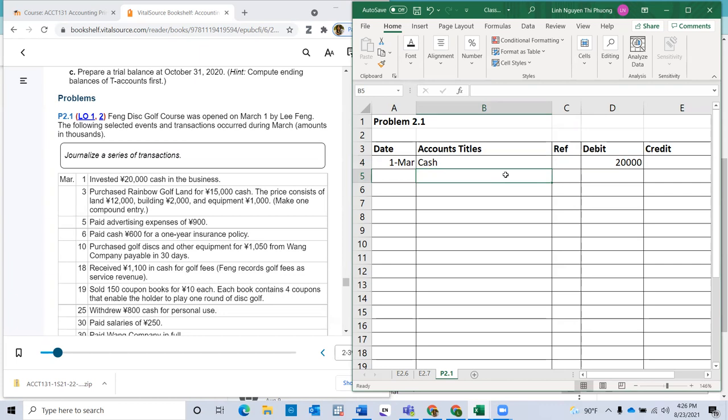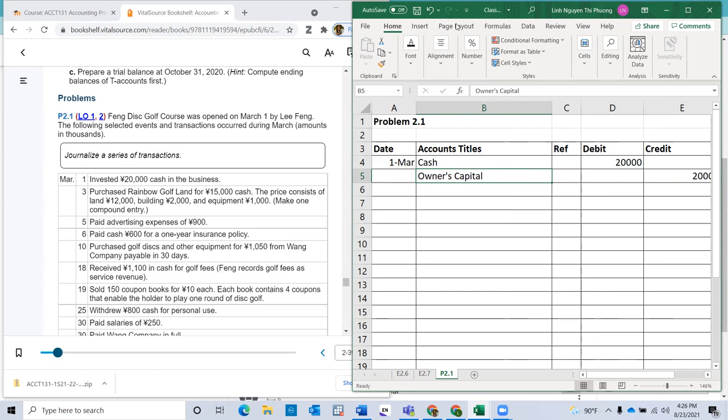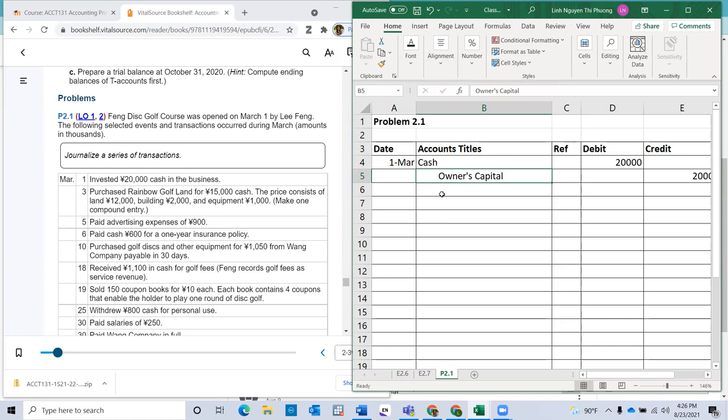Okay, and what do we credit? Now, when we invested cash in business, owner's capital also increases. When owner capital increases, we also credit 20,000. Because owner capital increase will increase owner equity. And owner equity is on the right side of the equation. So we will credit it. Now, because it's credit, we need to indent it to the right. Don't forget to do that. All right, let me make it better.